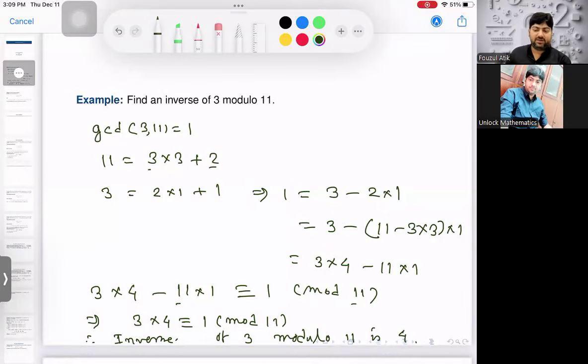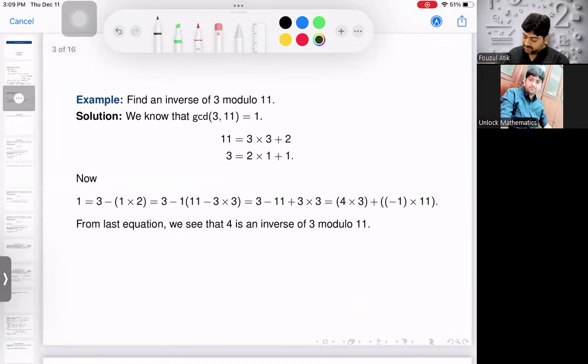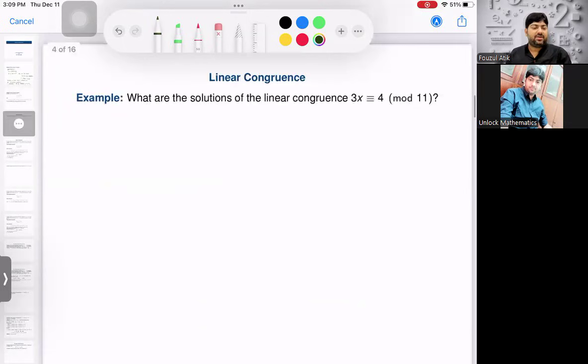Now, why did we do that? Because we are going to use this method in many places, to solve linear congruences. Now, as we discussed, 4 is the answer. Now, look at this linear congruence, and we need to solve it. What is the linear congruence? One example is 3x is congruent to 4 modulo 11. Right? Here, what do you have to solve? What is the value of x, so that you get 3 into x congruent to 4 modulo 11? So how to do that?